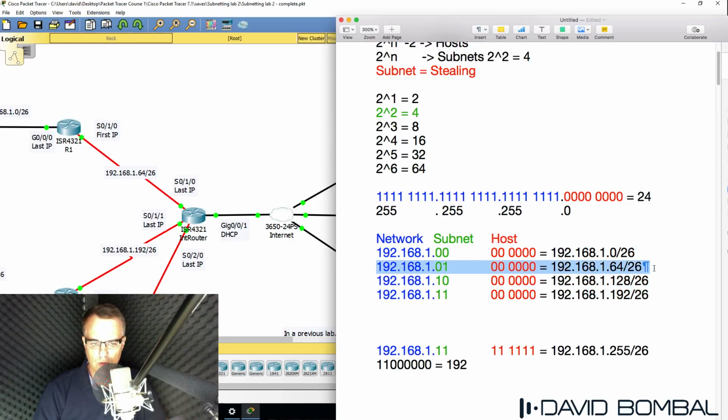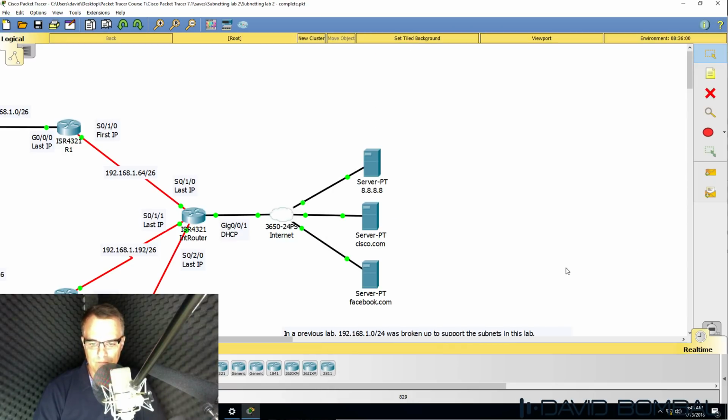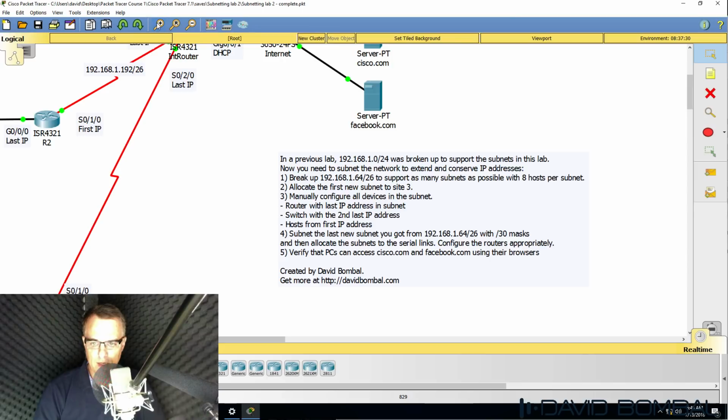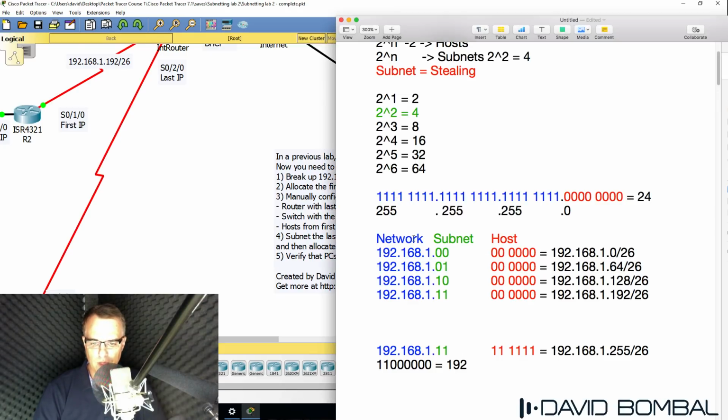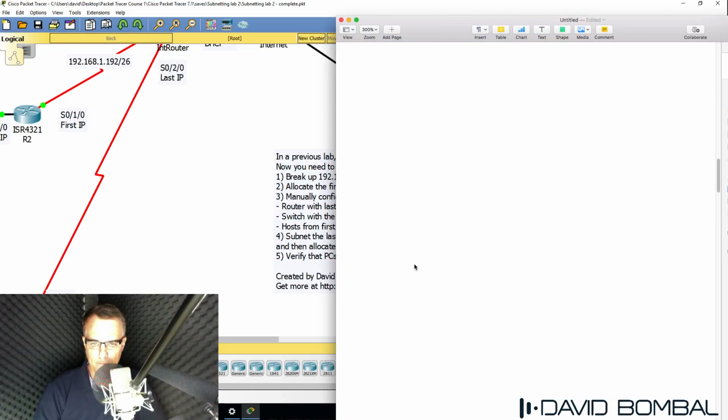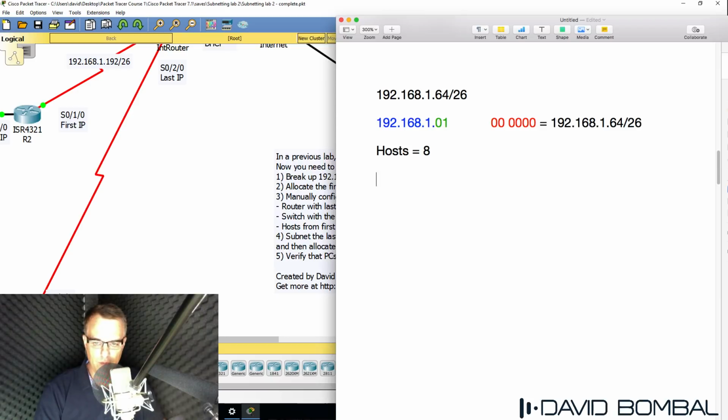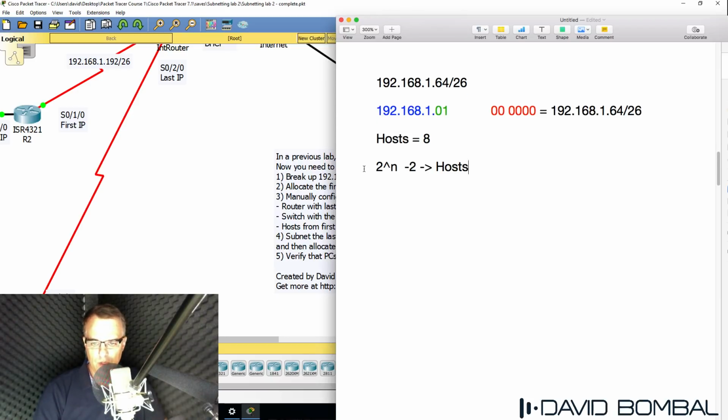We've now been told to subnet the subnet further. So in the lab, we've been told to break up 192.168.1.64/26 to support as many subnets as possible with 8 hosts per subnet. So this network, 192.168.1.64/26, needs to be broken up to support as many subnets as possible with 8 hosts required per subnet. So the formula that we're going to use is 2 to the power of n minus 2.